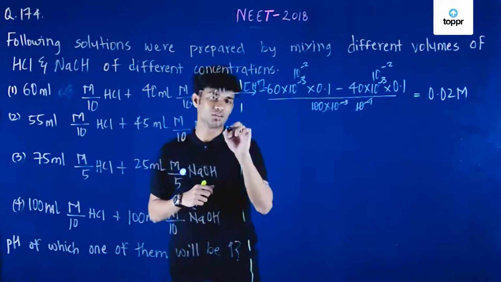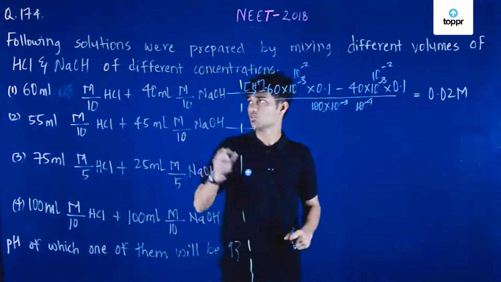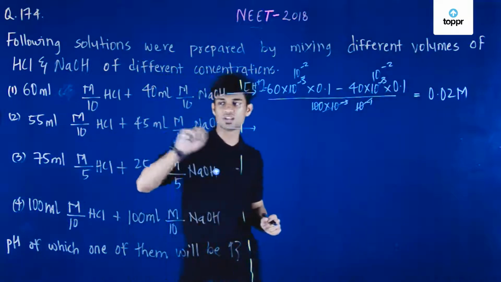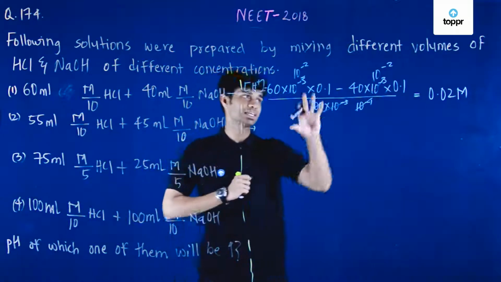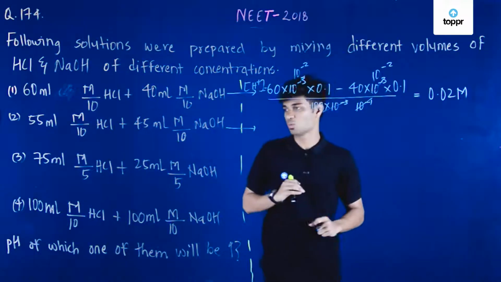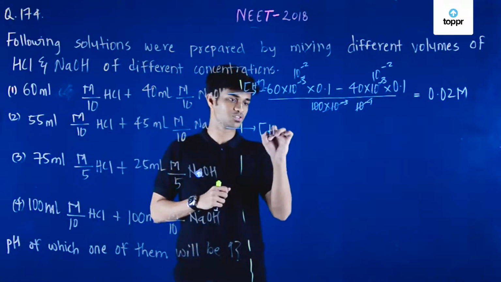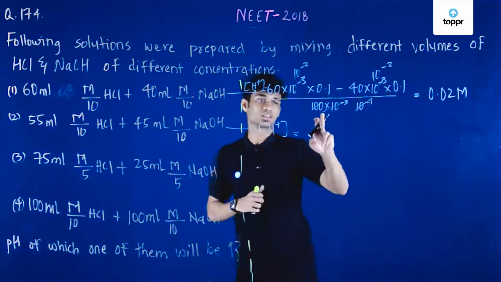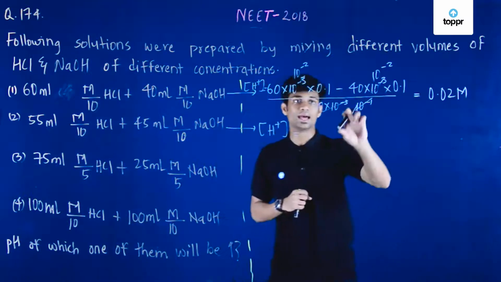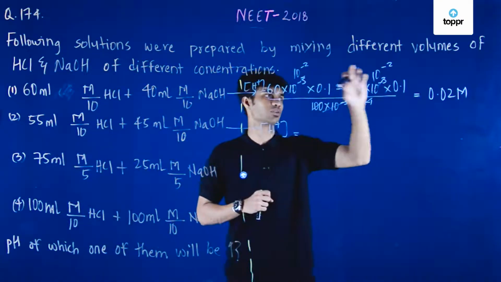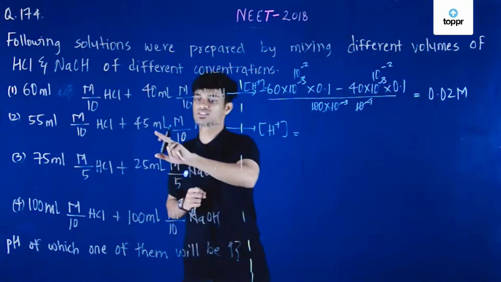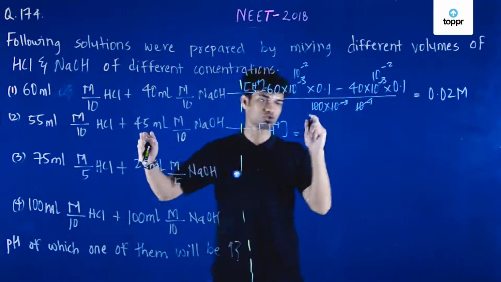Similarly, if I try to calculate for option B, that says 55 ml of 0.1 molar HCl and 45 ml of 0.1 molar NaOH. Since the total volume once again adds up to 100, I can simply skip one step and write the concentration of H+. So once again in the denominator I'm going to have 10 power minus 1, because my overall volume is 100 ml. And once again this 10 power minus 1 will be cancelled from these two 10 power minus 3 to give me 10 power minus 2. And I'll simply have the subtraction of 55 minus 45.